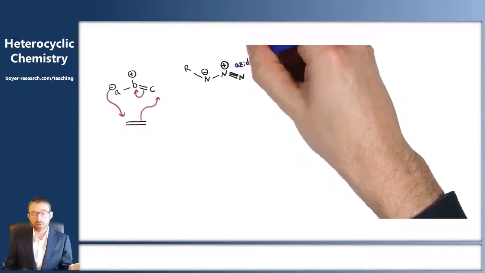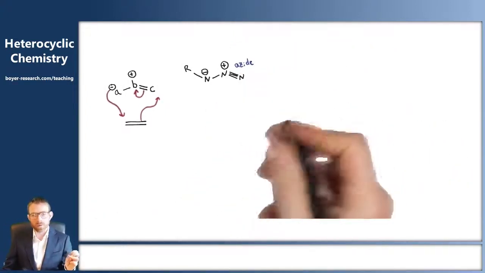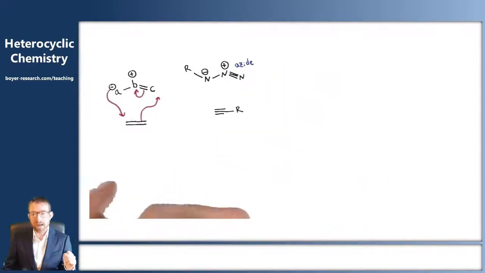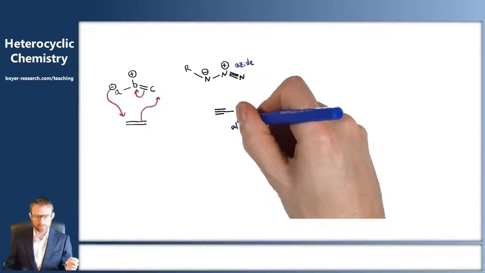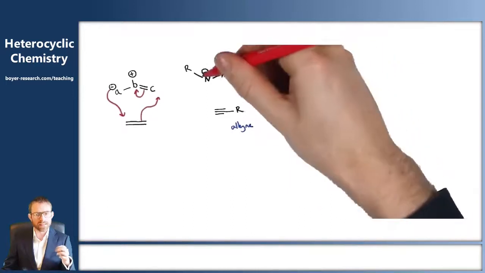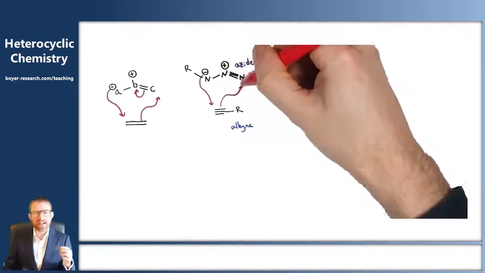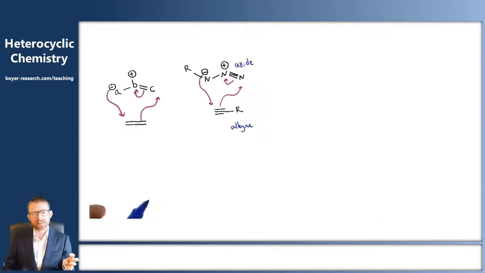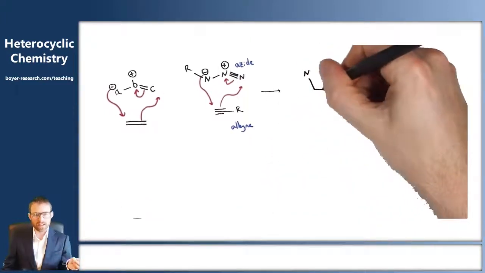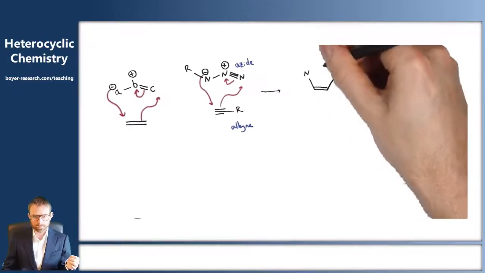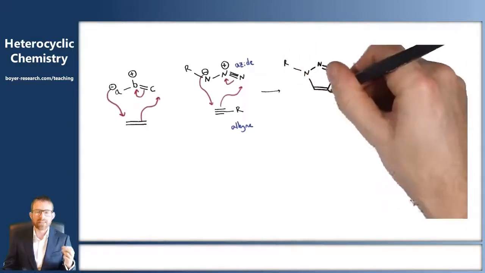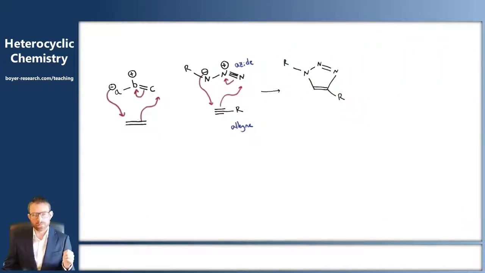In the case of 1,2,3-triazoles, our dipole will be an azide, and our dipolarophile will be an alkyne. So if we just draw those exact same arrows, the negative charge coming round, attacking the pi system, and the electrons from the pi system making that new carbon-nitrogen bond and neutralizing the positive charge on the nitrogen. And this gives directly our triazole product.